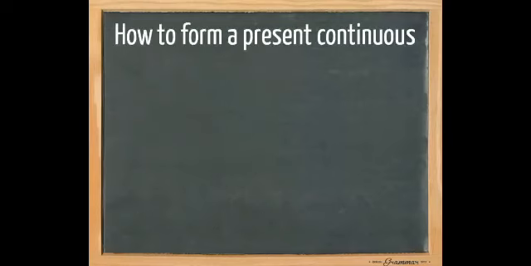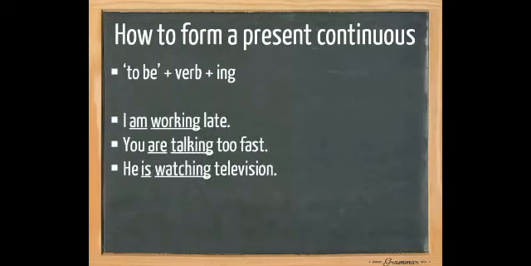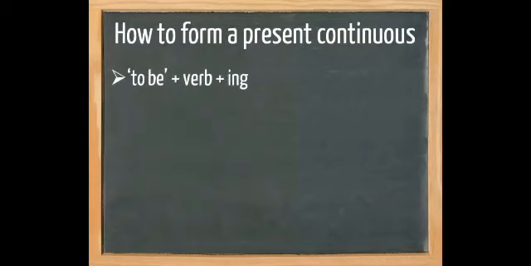How do we form a present continuous? First and foremost, we need the auxiliary verb to be, the infinitive form of the verb, and ing. Take a look at the examples. I am working late. You are talking too fast. He is watching television. She is walking to school. It is raining. For the plural forms, we do exactly the same.